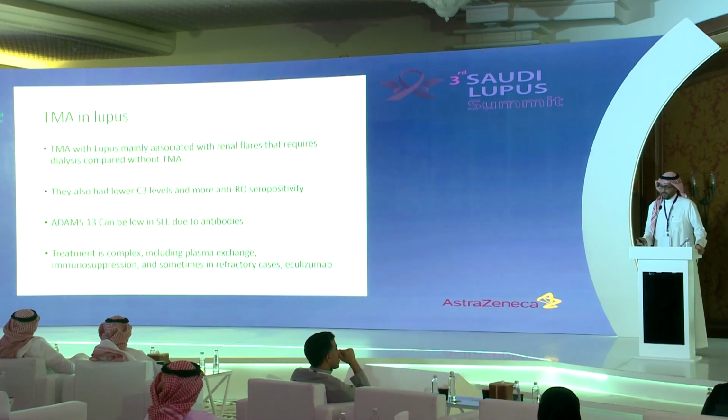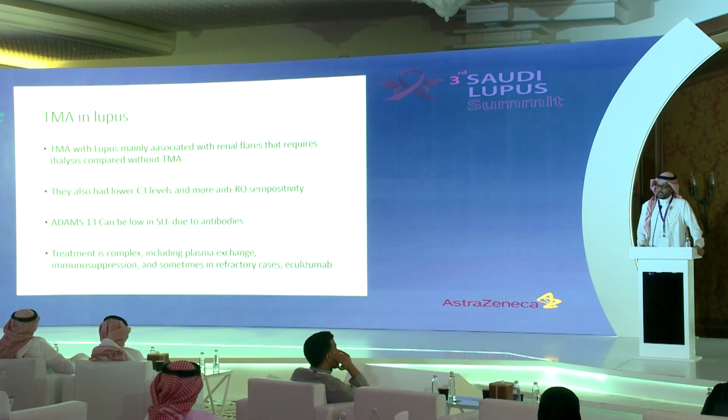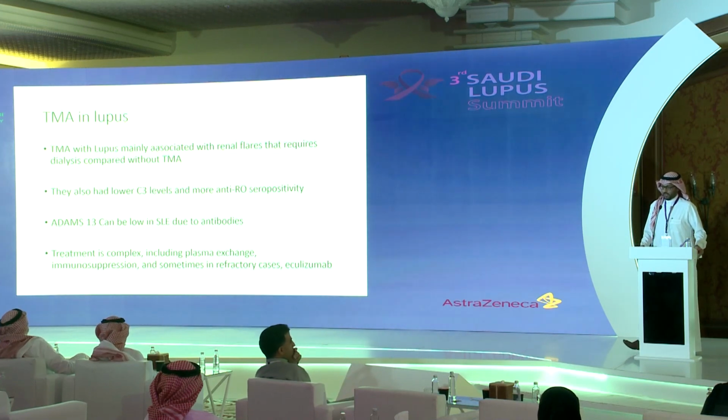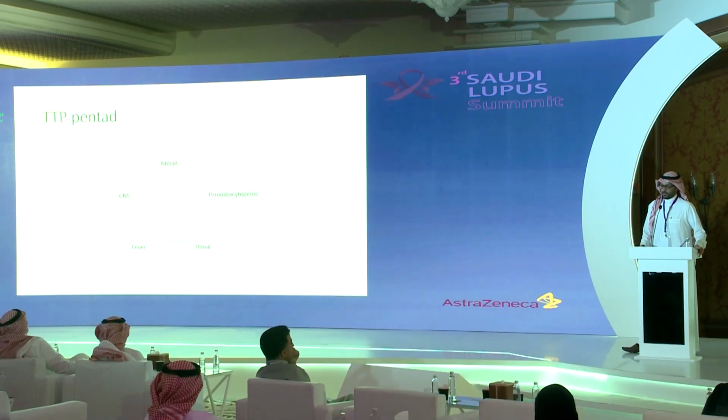Now, TMA in lupus is an interesting part because it's mainly associated with renal flare, as usually it would affect the kidneys. They will have a lower C3 level and positive anti-Ro antibodies. ADAMTS13 in these patients might be low because in lupus they might have an antibody against it. The treatment is complex, so it goes to plasma exchange and immunosuppressive medications. And in refractory cases, you might use rituximab.